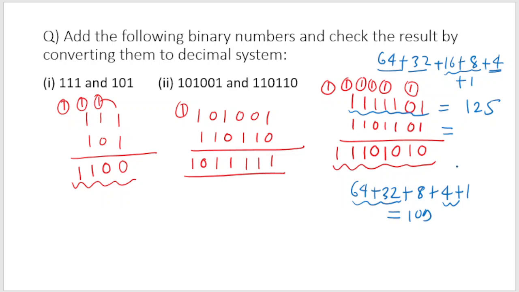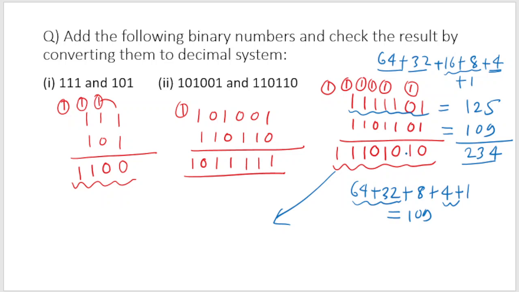So this is 109. So if I add this, how much do I get? 9 and 5, that is 14, 1 carry, and 2 plus 1 is 3, and 1 plus 1 is 2. So I should be able to get 234 here. Let us see whether I am getting 234 here or not.